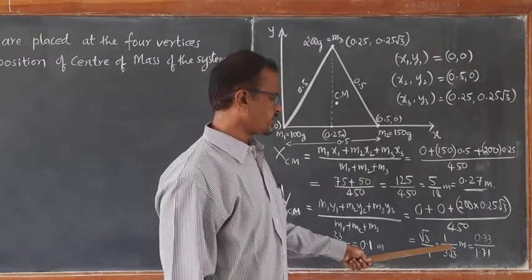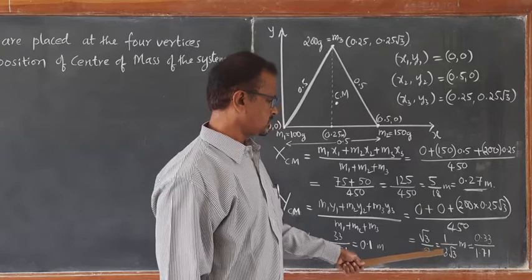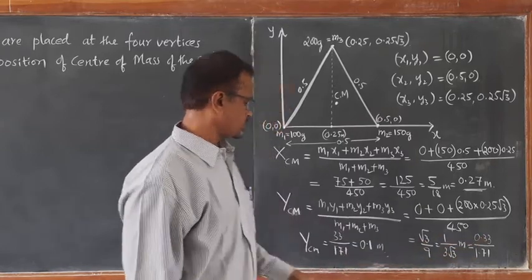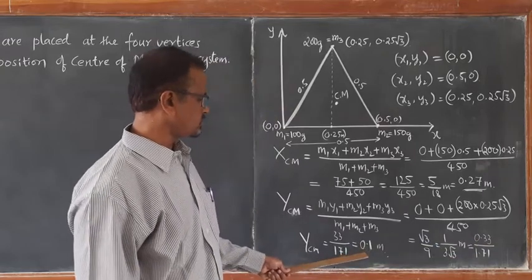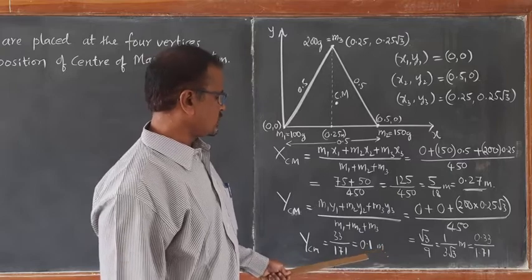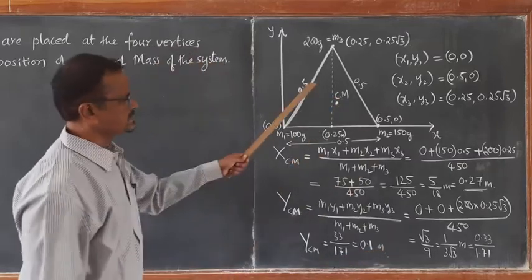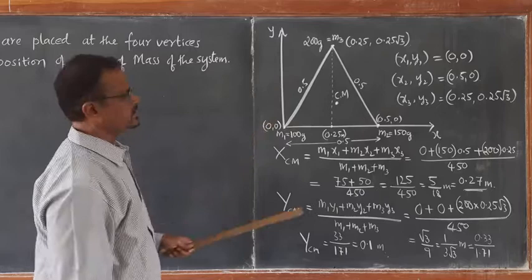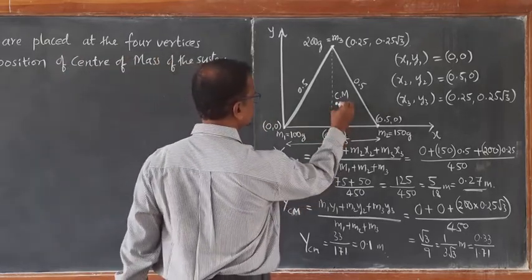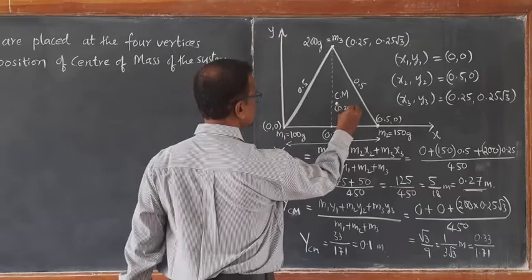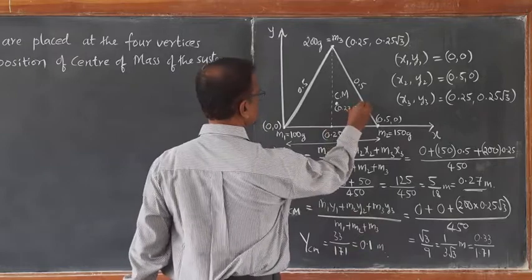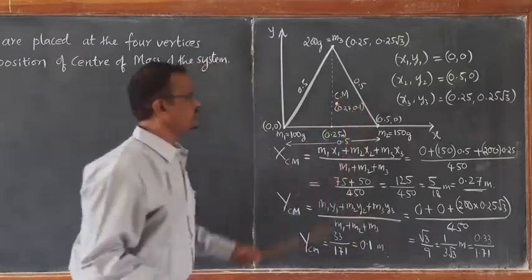After rationalizing, what do you get? Yes, 1 by 3 root 3. So 0.33 divided by 1.71. If you calculate, it is coming around 0.1, right? 0.1 something. If you locate it on this triangle made by 3 particles, it will be somewhere here. The x coordinate is 0.27, so it will be here, and the y coordinate is 0.1. So this becomes the position of center of mass.